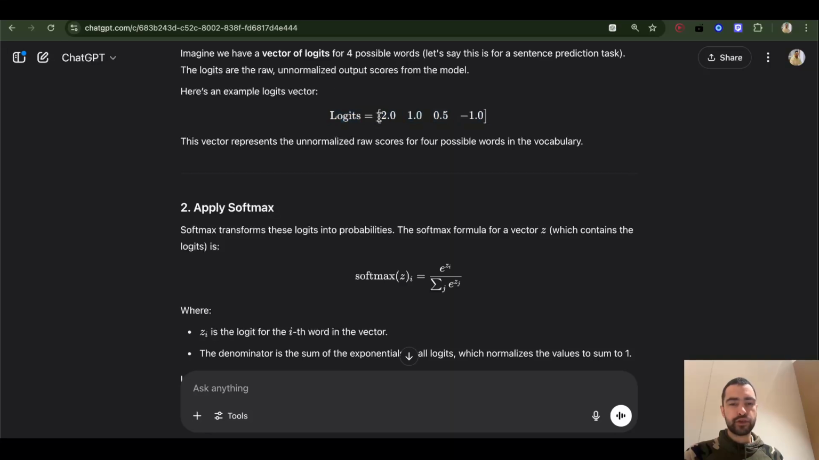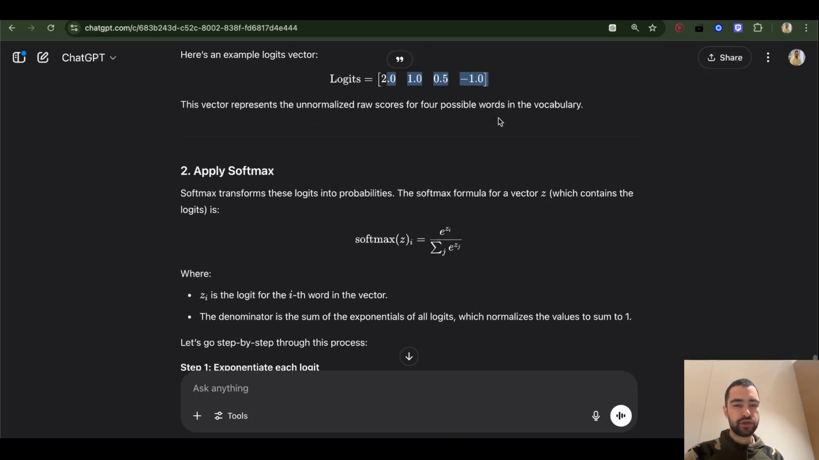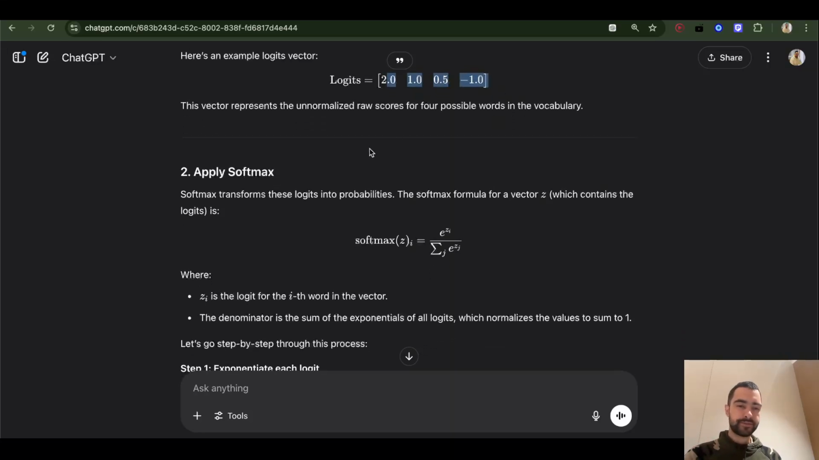So we have a list of scores. The first token is this; the highest score means most likely to be selected as the next token. Now this is not yet a probability distribution because the scores don't add up to 1 and they are not between 0 and 1. These are just logits after those two matrices.